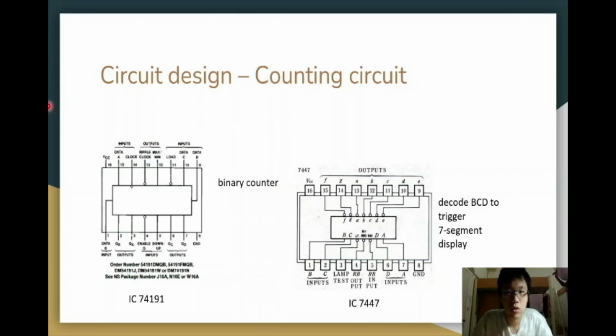Okay, let's look at the third part of our circuit, the counting circuit. The left-hand side is the IC74191. It is a binary counter, and it counts the signal from the IC555. The right-hand side is the IC7447. It is a decoder. It decodes a binary coded decimal to trigger the 7-segment display to function.